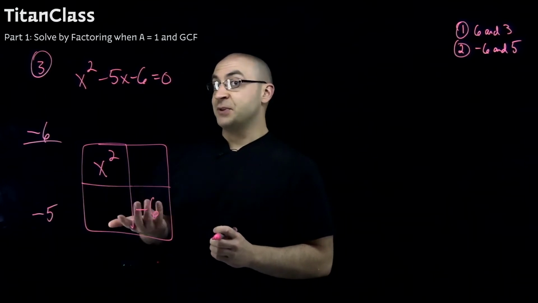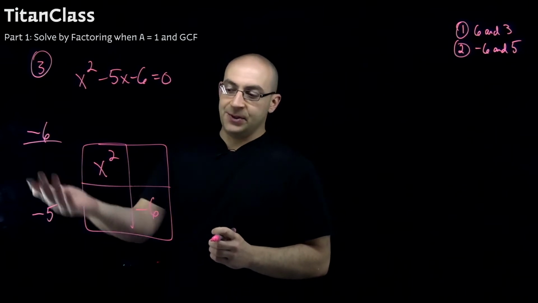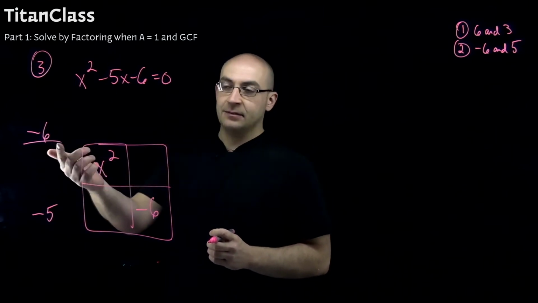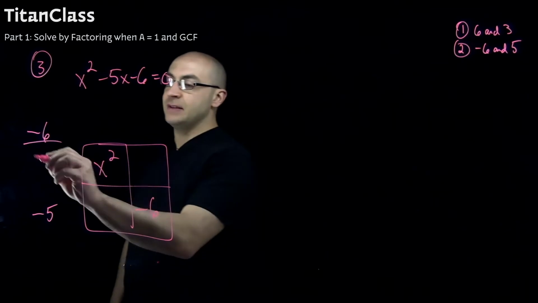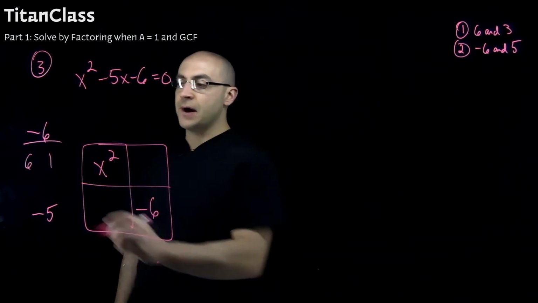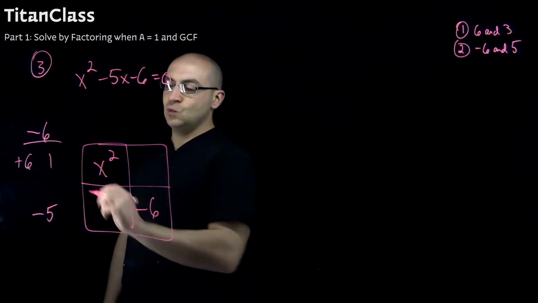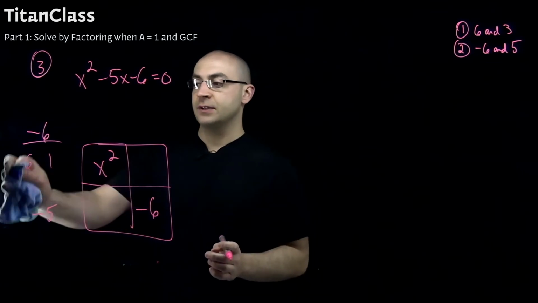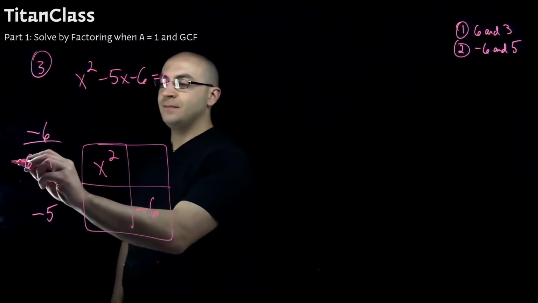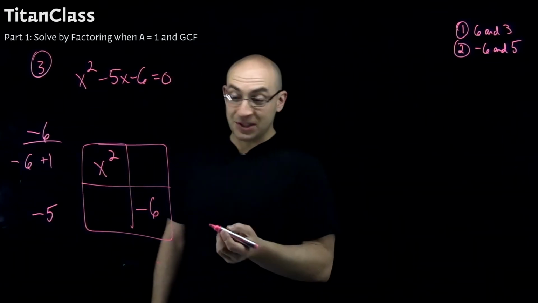So it's definitely not a 2 and a 3 here because I can't manipulate 2 and 3 to get a negative 5 and multiply to a negative 6. So it's going to be the 6 and the 1. Positive. Ooh. It's actually a negative 6 and a positive 1. Yeah, I know it was close. I almost messed up.